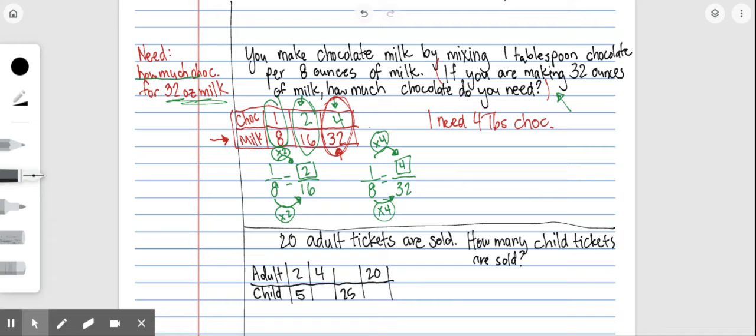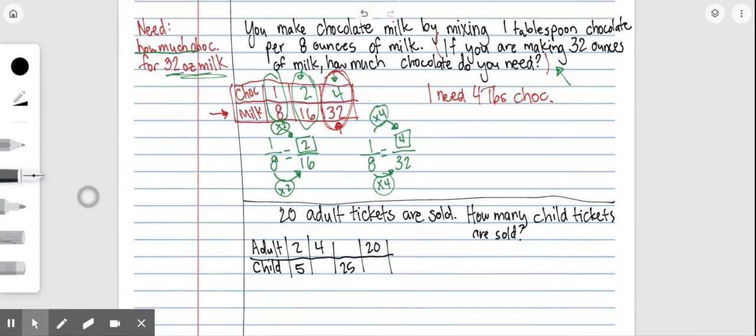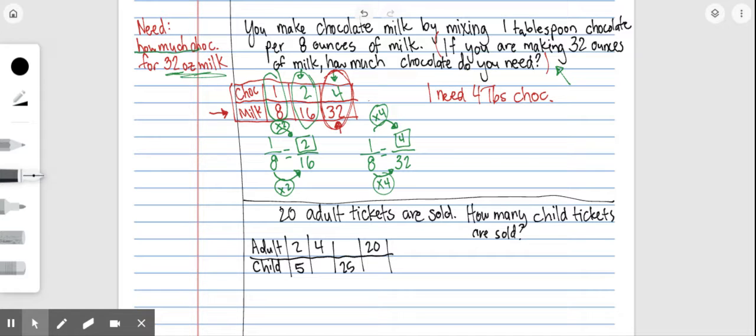All right, let's do one more sample problem. It's a little more simplified. So this one gives me the table right off the bat, and it has just the pertinent information in it. It says 20 adult tickets are sold. How many child tickets are sold? So let's think of the scenario that this will work for.